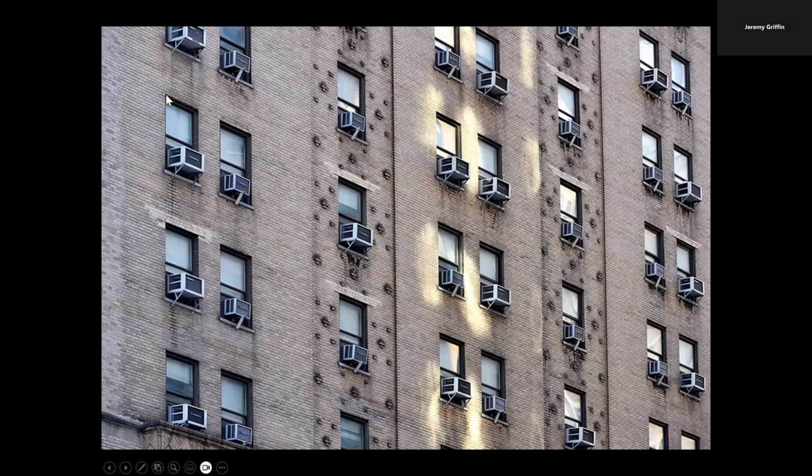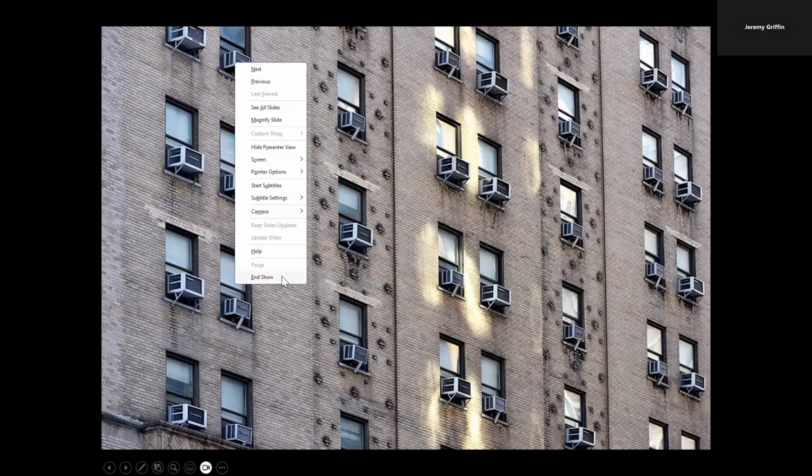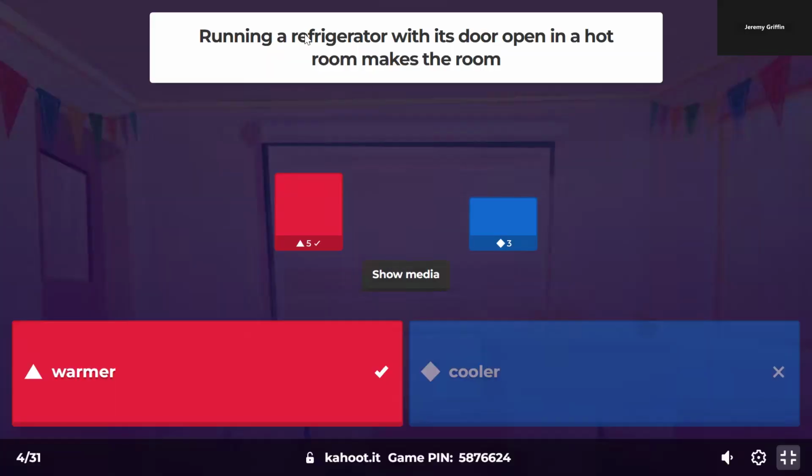So, guys, the fact that all these units are sitting in the windows, aren't they actually dumping the hot air out of the process out into the wider atmosphere? Yeah, and then the cold air gets dumped into the room and makes the room colder. Same thing with your refrigerator, which I think actually was what the question was.